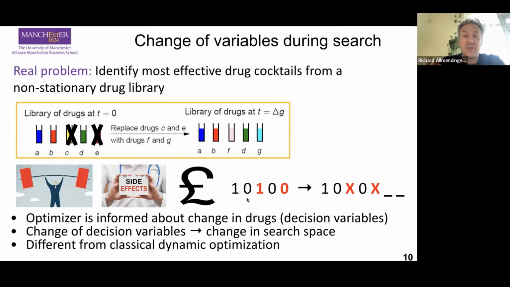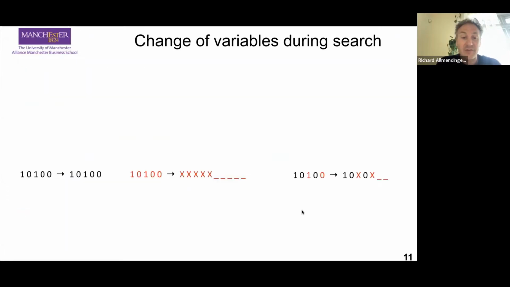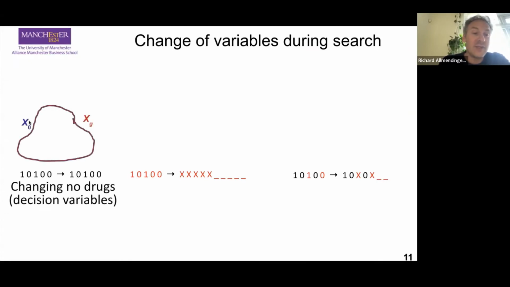And also in a classical dynamic optimization problem, only the objective function would change over time, whereas here it is the search space that is changing over time. And this is now my attempt to show you what this means. So imagine you have a 5-dimensional problem. So we have a drug library of 5 drugs. And let's say we are not changing any drugs. Then our initial search space, X0, remains the same throughout the search.